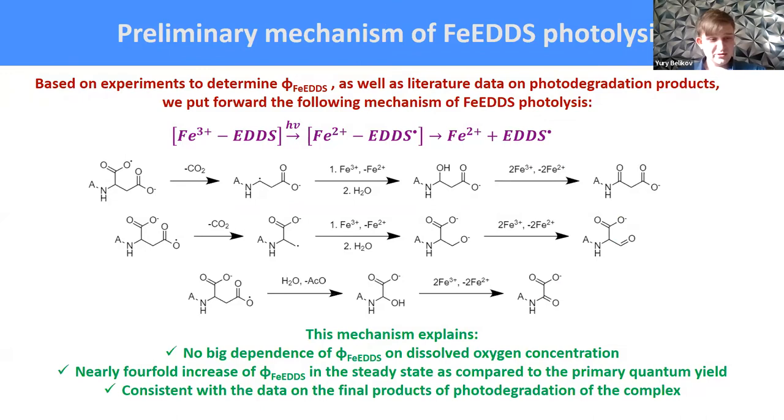Based on the experimental data and the literature data on photodegradation processes, we put forward the following preliminary mechanism of iron complex photolysis, presented on the slide. This mechanism can explain the experimental results which we obtained, such as the absence of dependence of the quantum yield of photolysis on dissolved oxygen concentration, and the big increase of the quantum yield of photolysis as opposed to the primary quantum yield. This data is in good agreement with the literature data.